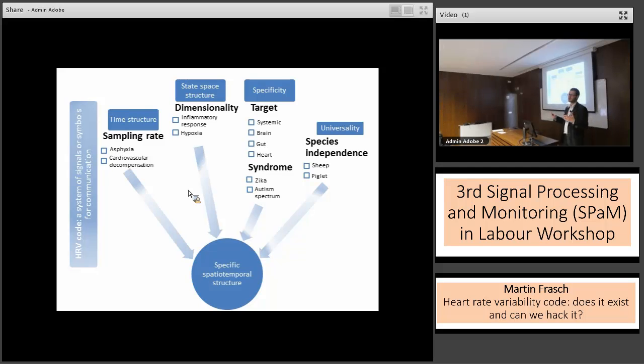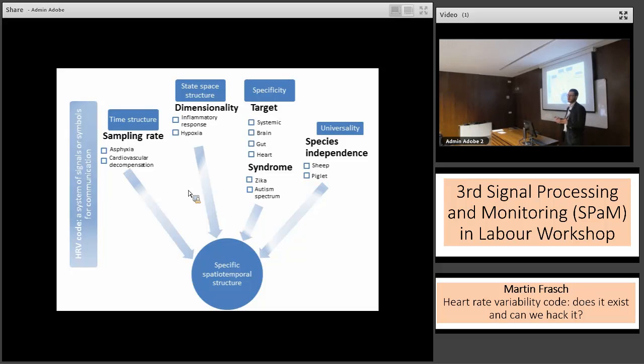The heart rate variability code has been around in my mind for some time. If I were to define what I mean, I went straight to the dictionary, and I presume the Oxford Dictionary would say the same thing: a code should be a system of signals or symbols that are used for communication. So can we identify features of the properties of heart rate variability that would satisfy the criteria for something that we can call a code?